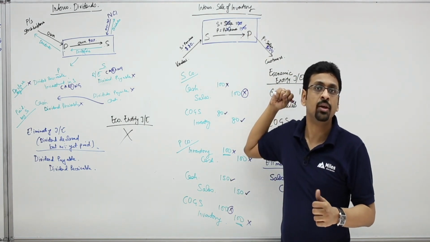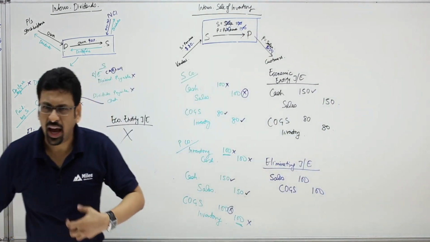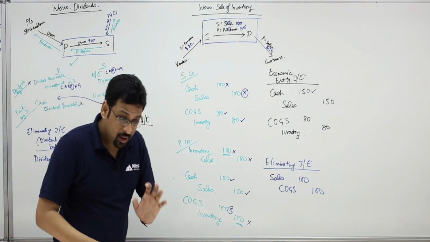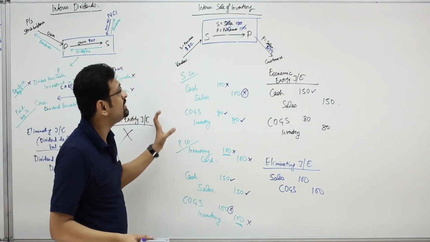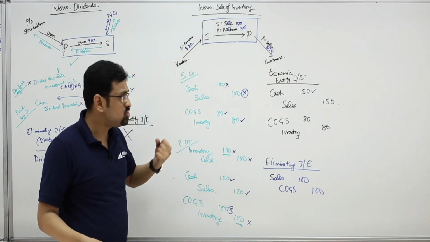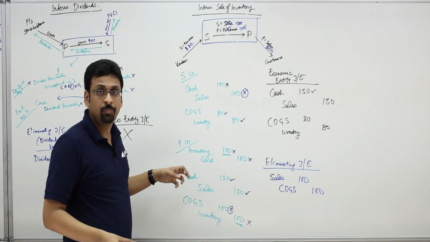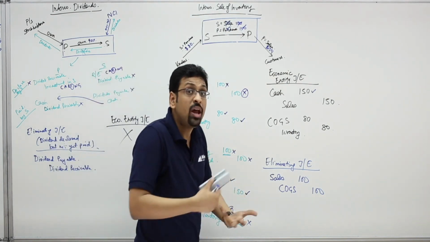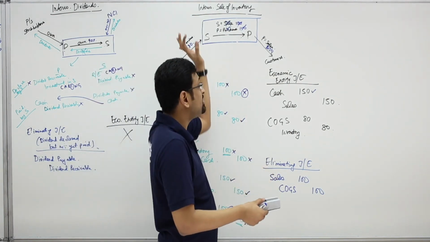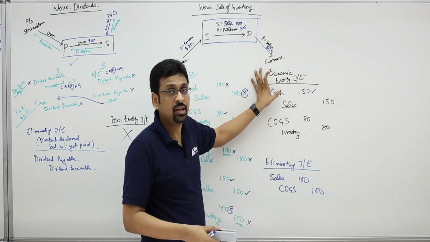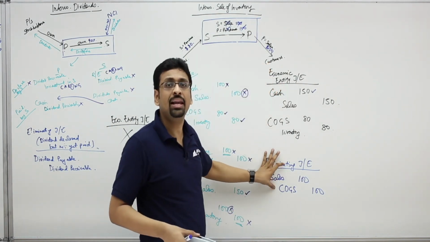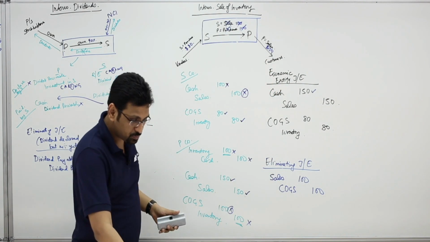Now, I know this sounds a little complicated, but again, we'll follow the same 3 steps. We'll first look at the journal entries which have actually been passed by the sub and the parent. Then we'll look at what would have been the journal entries had they passed them as one economic entity. And then we'll have the eliminating journal entry.